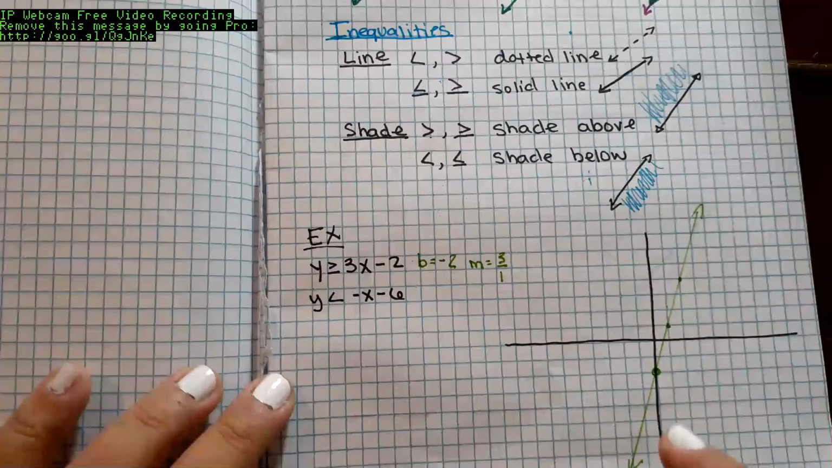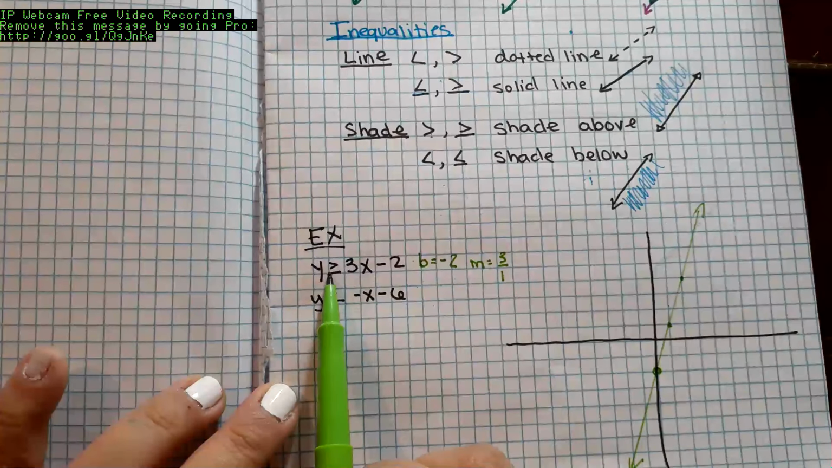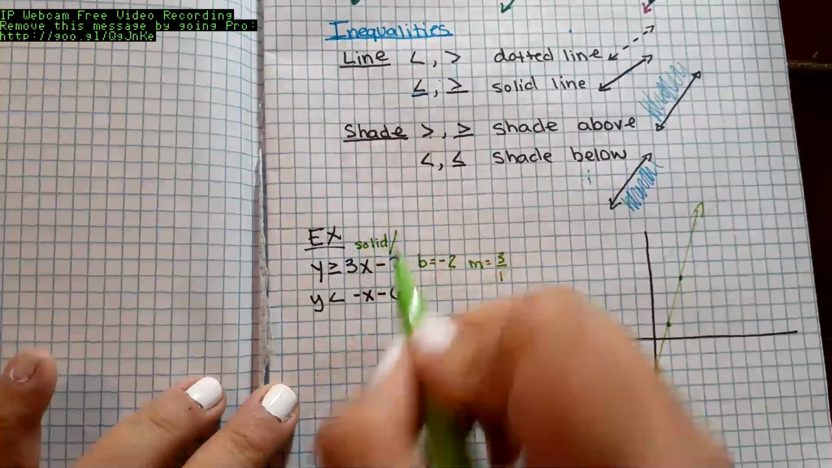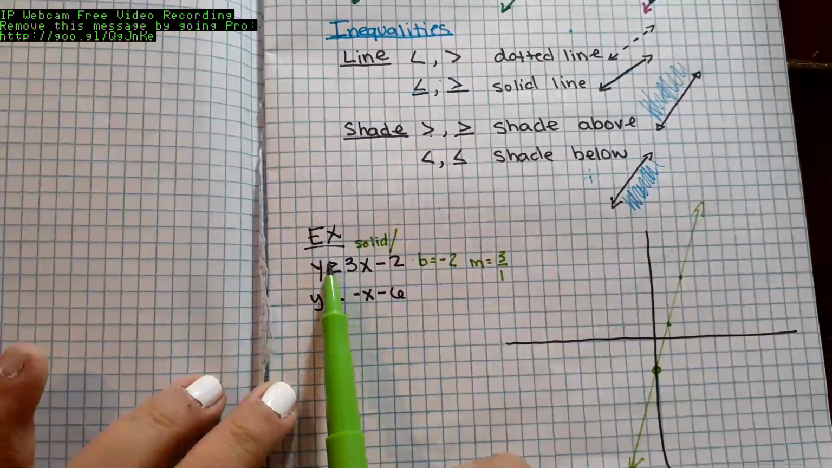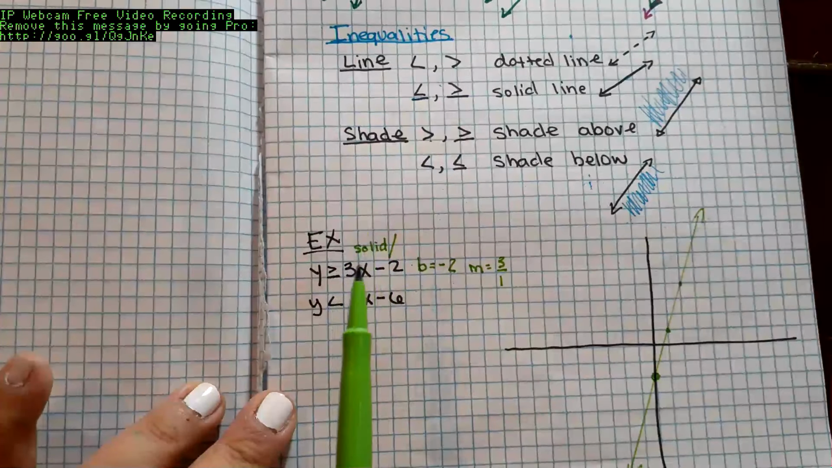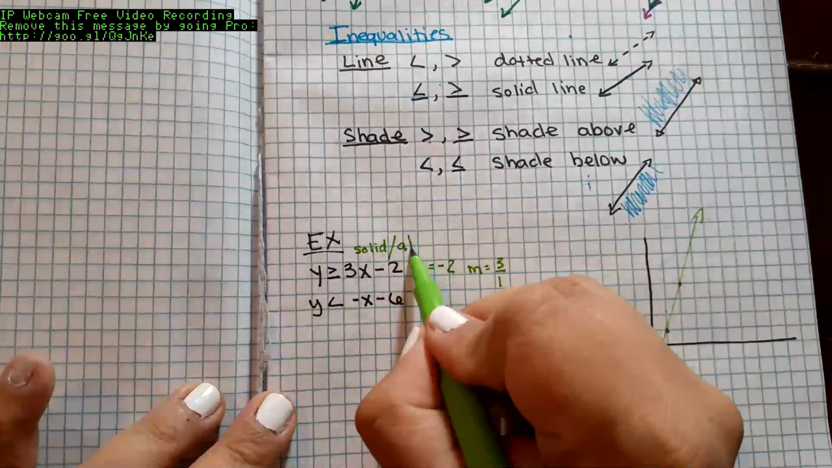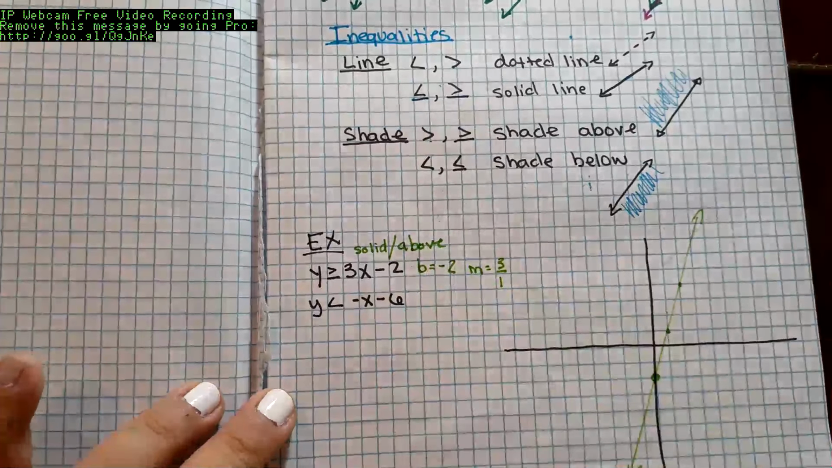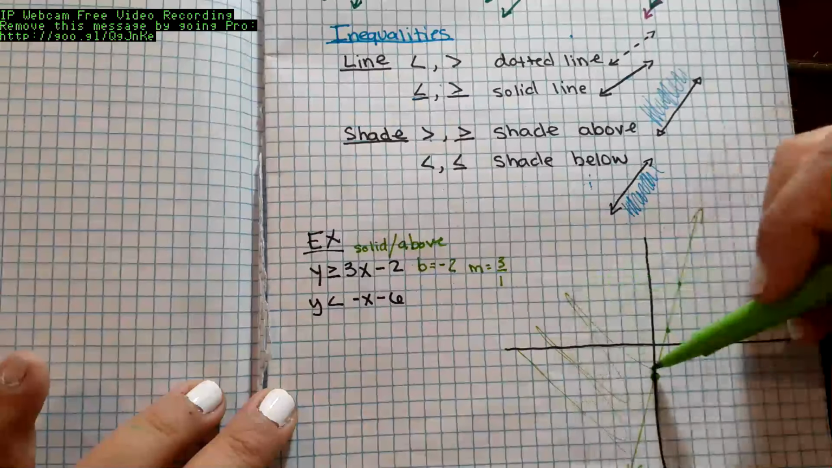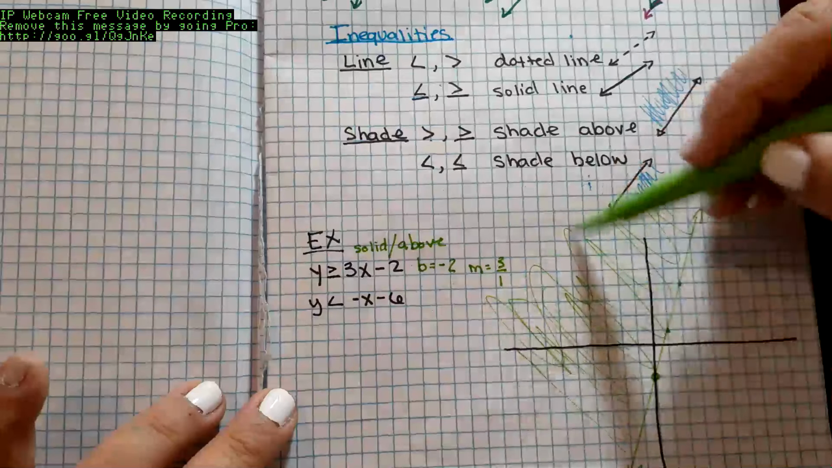I made a solid line because if I look at my inequality, it has the equal to, so that means it's going to be solid. Let's go ahead and do the shading. It's greater than, so let's look at our shading. Which one do you think we're going to do? Greater than or equal to, we're going to be shading above. Okay, so let's go ahead and do that. I have my solid line, and lightly I'm going to be shading above my line. So all of this above.